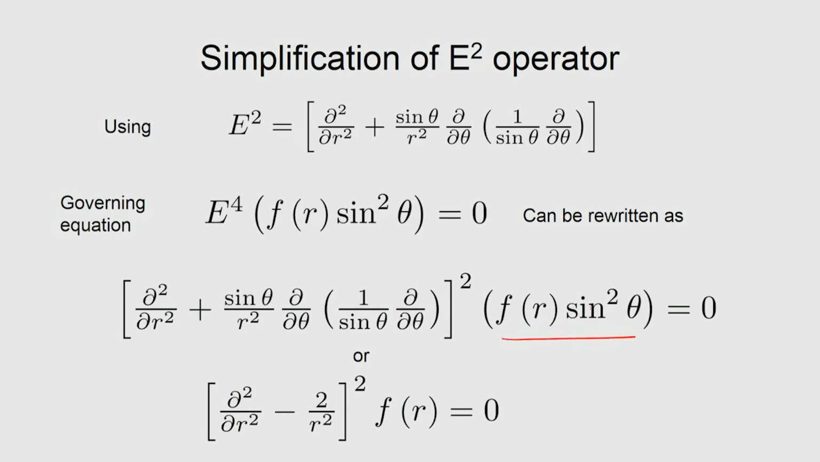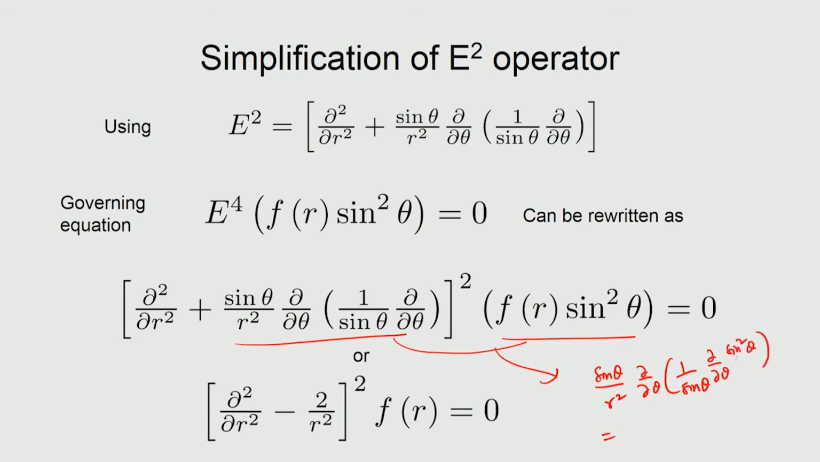And then we will see that if you look at how this part is acting on here, because dou square by dou r square would not act on sine square theta. So, it is only on the f of r. So, the second differential is only dou by dou theta, which would act only on the sine square theta. So, if you now look at these two, what would happen is basically you have got sine theta by r square dou by dou theta 1 by sine theta, and then dou by dou theta sine square theta.